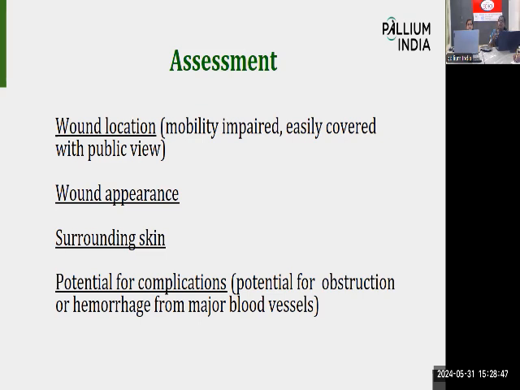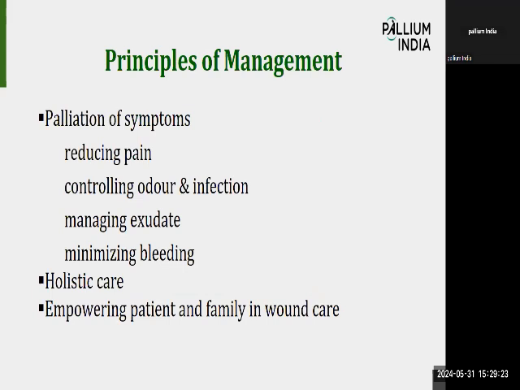Again, head and neck cancers, the main complication is bleeding. The tumor will protrude the major blood vessels, so that bleeding will be there. And so that is very, very important in rural area patients. If there is bleeding, they will not be able to come to the hospital soon. So it is our duty to educate the patient's family members on how they can manage accidental bleeding in their home. So that is all important.